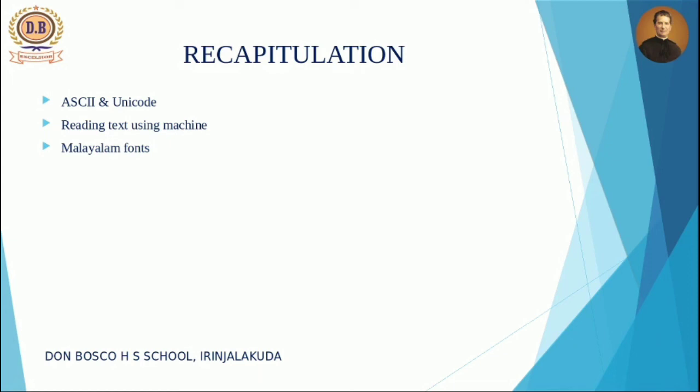Then our second topic was reading text using machine. This was about the software called G Speaker that we have already learned in our first chapter. We have copied the text, that is the Malayalam poem lines that we typed in our last class. Then we pasted it in the G Speaker software. Then we click on the play button, and we can hear it.